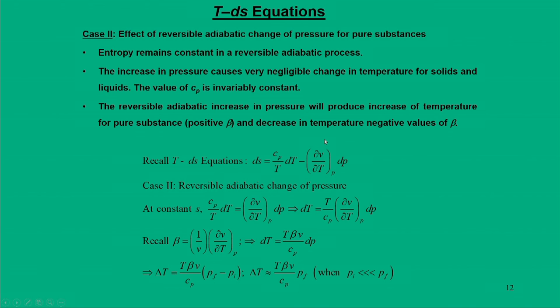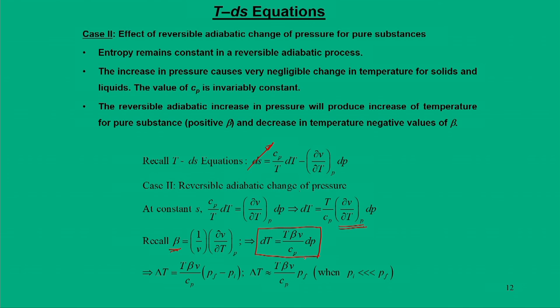Here also we recall the same equation: dS is equal to Cp by T dT minus (dou V by dou T) at constant P into dP. Now, when I say adiabatic change of pressure, the change in entropy dS is 0. So, from these expressions we get dT is equal to T by Cp times (dou V by dou T) at constant P into dP. This (dou V by dou T) at constant P information we will get from the value of beta.